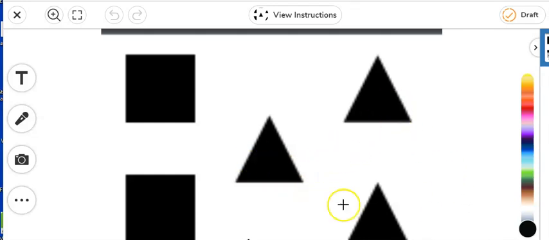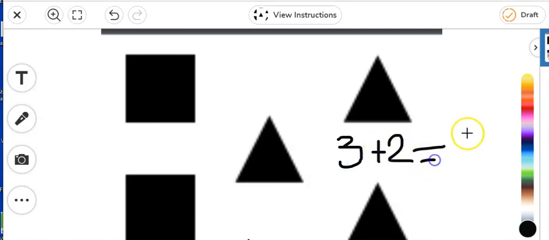I could say, oh, I have 3 triangles and 2 squares, so I can make my problem 3 plus 2, which equals 5. Or I could say, well, this shape has 3 sides, so there's 3 of the shapes with 3 sides, and then 2 shapes with 4 sides, and I have 5 shapes in all. So it is up to you.